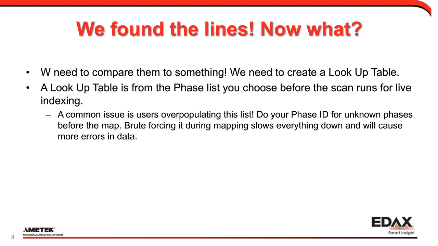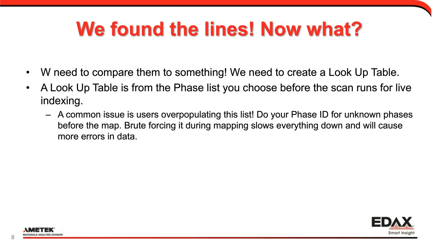Now what? So with the Hough, I've already done it, and again, I'll cover the Hough in more detail later on. Our next step is going to be building what's called the lookup table from a phase list, and from that phase list, we actually choose both our phase and our orientation.